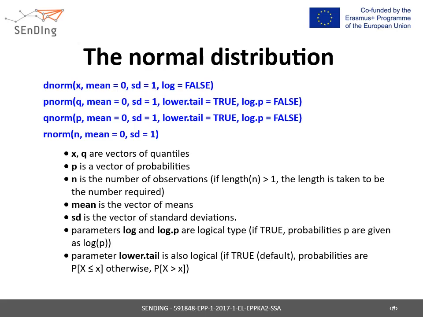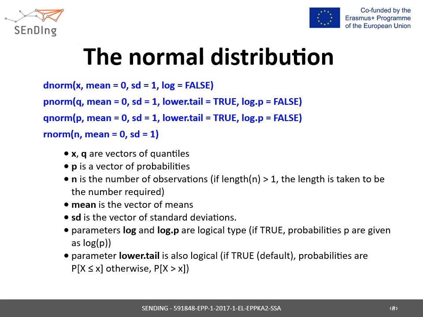For example, pnorm(0) equals 0.5, and this is the area under the standard normal curve to the left of 0. qnorm(0.9) equals 1.28, and 1.28 is the 90th percentile of the standard normal distribution. rnorm(100) generates 100 random deviates from a standard normal distribution.